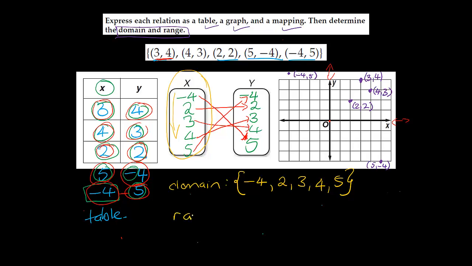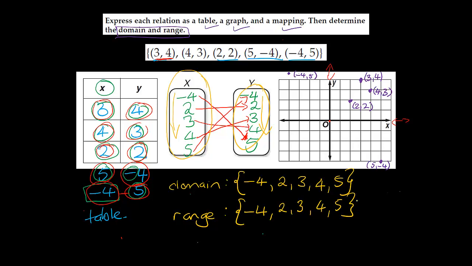The range is the same thing, but with the y values. Open curly brackets, reading the y values from top to bottom from the mapping. Remember, we're doing it in order of smallest to biggest. -4, 2, 3, 4, 5. Close curly bracket. What does this value, domain and range, actually mean?